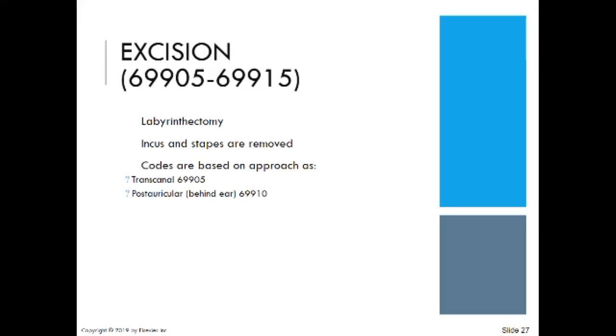Excision, 69905 through 69915. A labyrinthectomy, the incus and stapes are removed, and the codes are based on approach, such as transcanal or postauricular, which means behind the ear. It's a little tricky, isn't it?